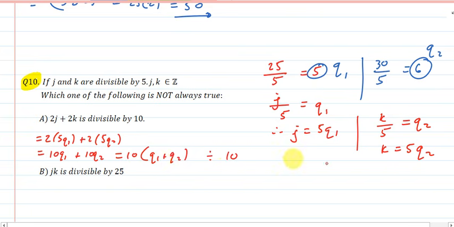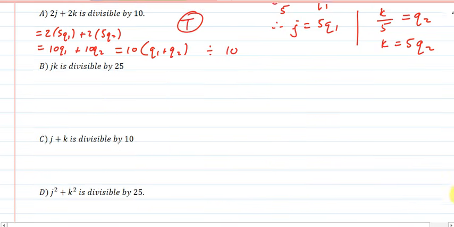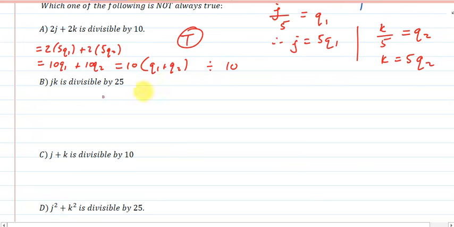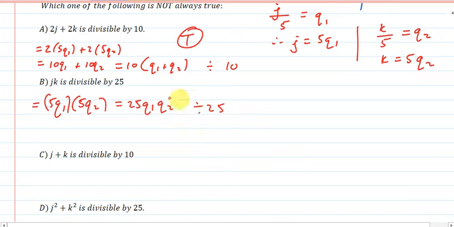So this is true. The second statement: j times k is divisible by 25. Is it true? j is 5q1 and k is 5q2. So we're getting 25q1q2. You can clearly see that you can divide this by 25 as well. You're going to get an answer of q1q2. So the second one is also true.